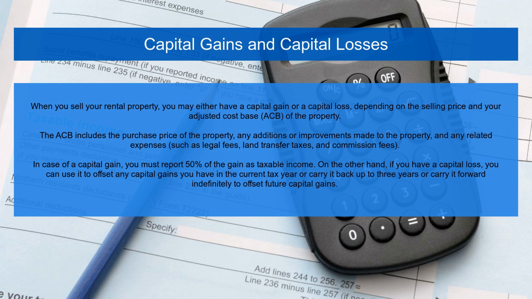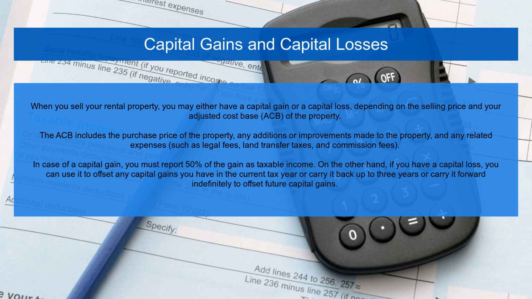When you sell your rental property, you may either have a capital gain or a capital loss, depending on the selling price and your adjusted cost base, ACB, of the property. The ACB includes the purchase price of the property, any additions or improvements made to the property, and any related expenses, such as legal fees, land transfer taxes, and commission fees.